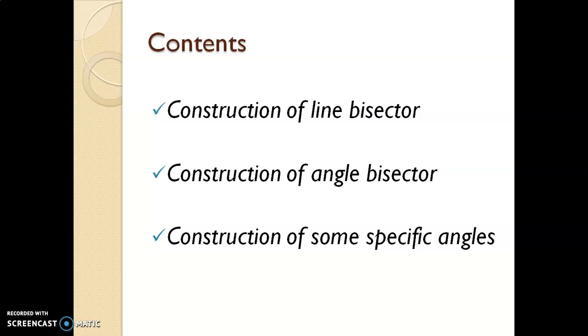And the second one, how can you construct the angle bisector? That is a new thing for you. Suppose 80 degrees, that means how can you split the 80 degrees into two equal parts? That is 40 and 40. How can we construct it? That is called the angle bisector. And the third one, construction of some specific angles.